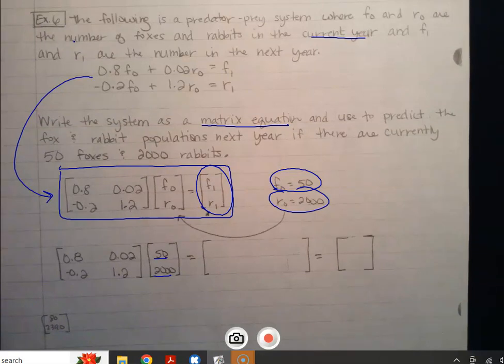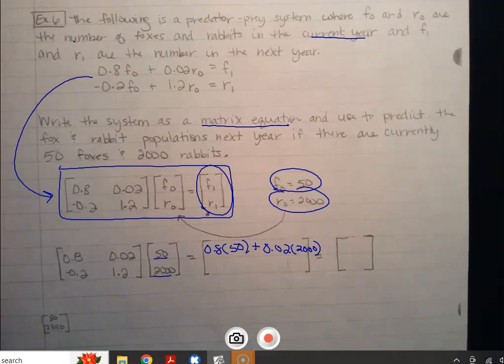Okay, so let's actually solve the system. We're going to have 0.8 times 50. I was thinking of the first thing. Okay, plus 0.02 times 2,000. Man, I left myself a lot of room and I still can't fit it in there. Are you with me? Yes.